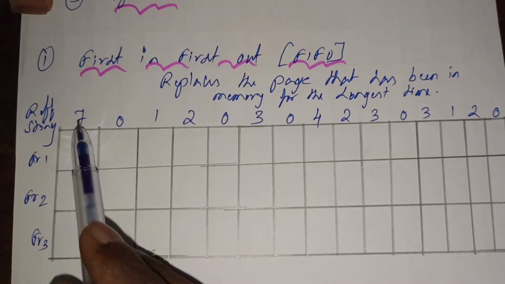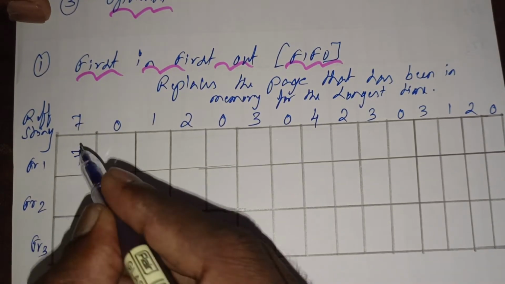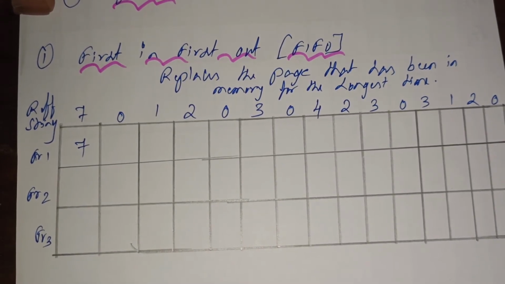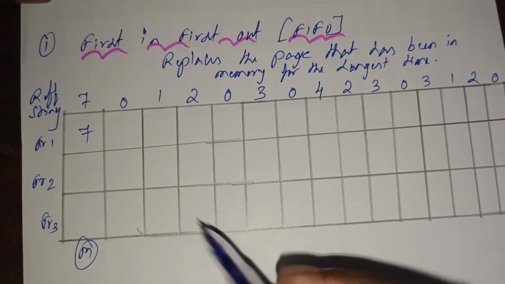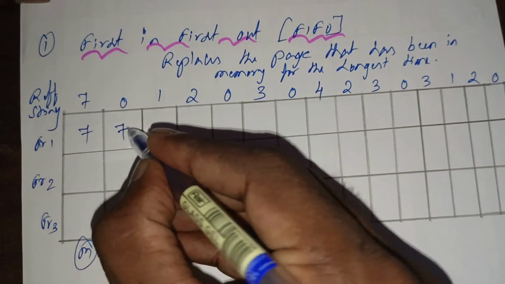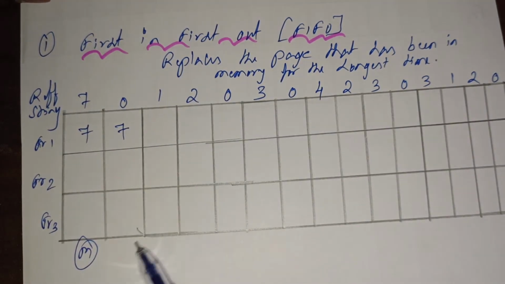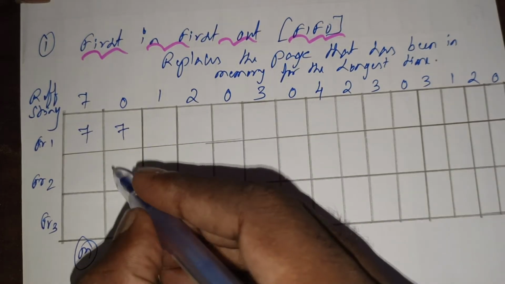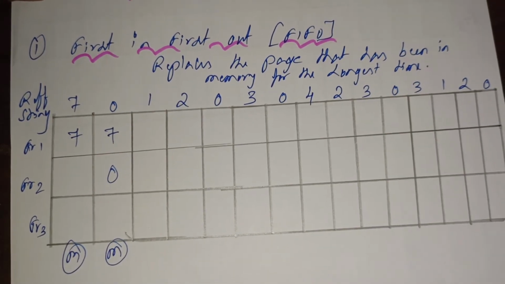Now the first request made by the CPU is 7. 7 is not in the frame, so let's bring this 7 inside the frame. If it is not there, then it is a miss, right? So 7 is now in frame number 1, and 0 is requested by the CPU. 0 is not in the frame, the second frame is empty, so I am bringing 0 into it. Again it is a miss because the requested string is not available in the frame.